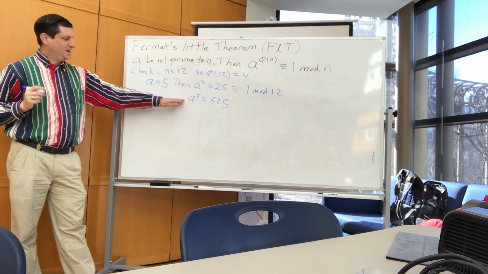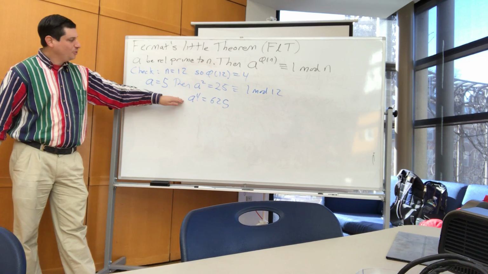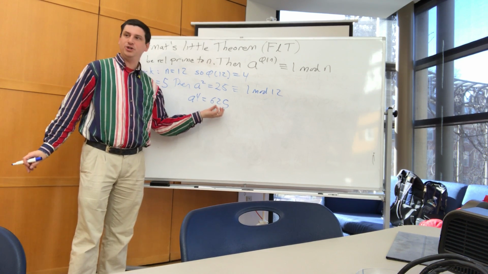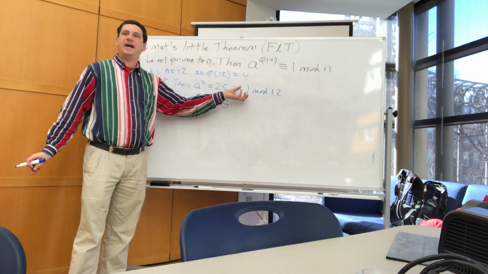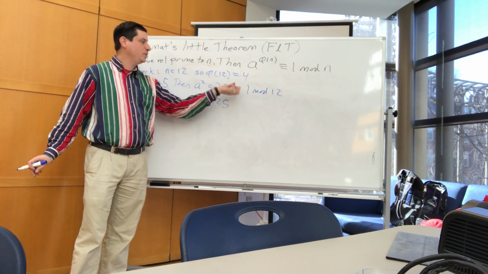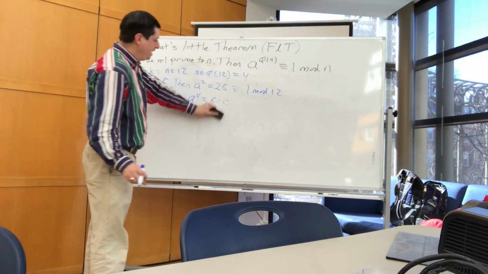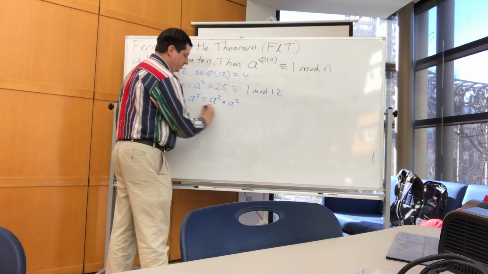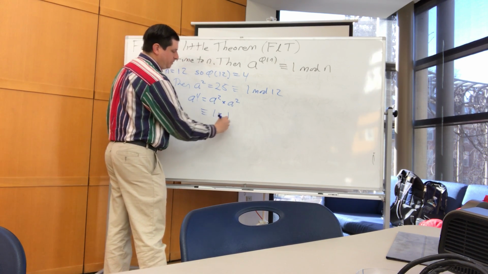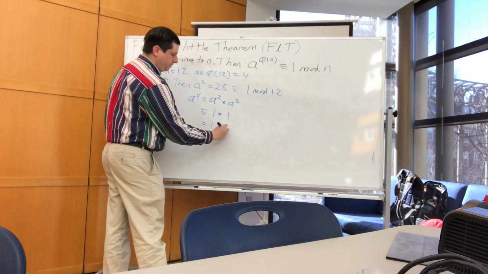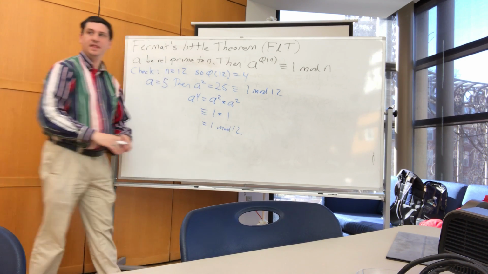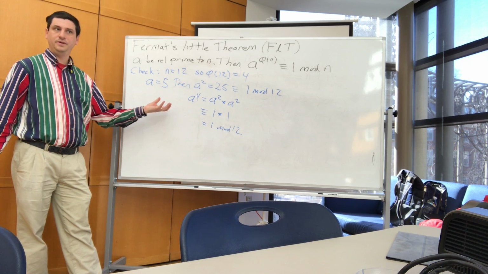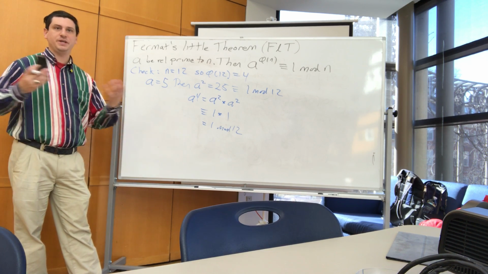So I could calculate a to the 4th and then reduce 625 mod 12. But I can actually do it a little bit faster. If I know a squared is 1 mod 12, a to the 4th is just a squared times a squared, which is the same as 1 times 1, which is just 1 mod 12. This is not a proof, but at least we now have some confidence.